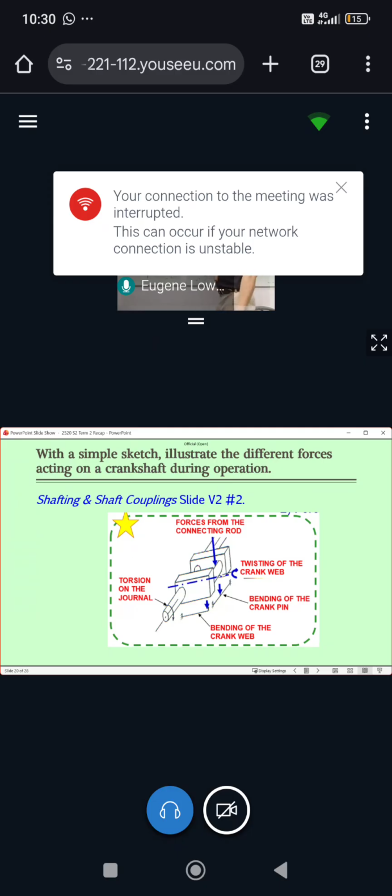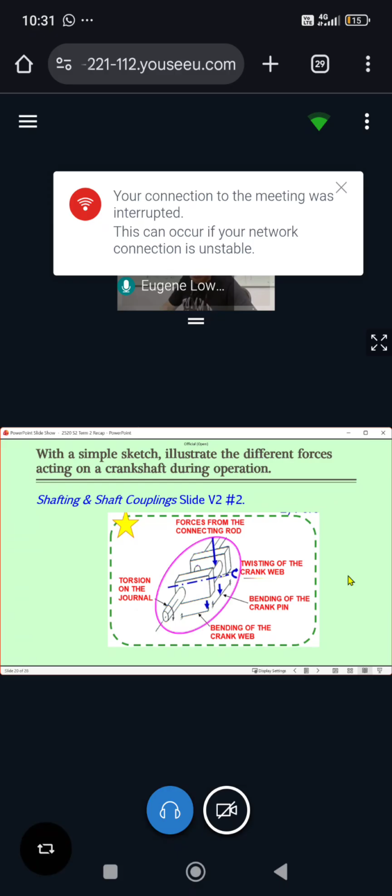And last but not the least, this will cause this journal to rotate, right? So this rotate is always the torsional force, torsion of the journal. Okay, so you have 5 forces acting here on the crankshaft. And of course, that's a simple sketch. So you can do that. I did that in a couple of minutes, right? Okay, so that's what you need to do. Again, you guys have been practicing about 59 times already, right?